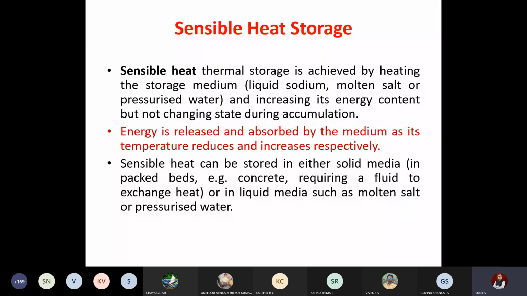Sensible heat we already discussed. It is achieved by heating a storage medium like liquid sodium, molten salt, etc. Energy is released and absorbed by the medium, right? Sensible heat can be stored in solid media. This example we have already discussed, packed bed storage, or pebble bed as we call it. Through the rocks, air will be passed so that the rocks get heated up, and during the night time, whenever you want, the same hot energy from the rock will be taken back.